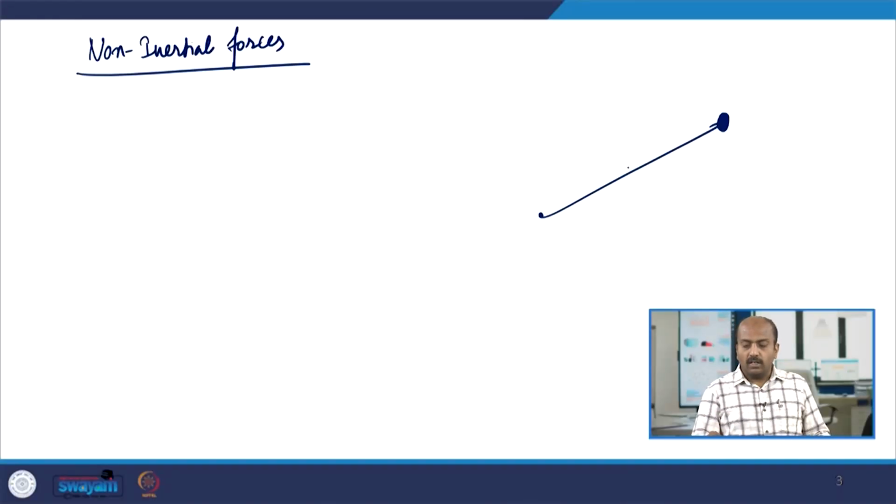A simple thought experiment: consider an object tied to the end of a rope, and you are rotating it like this. There is a force acting on the object. Let us say this is the object, this is where you are holding it, and you are rotating it. Now there is a force which is rotating the object. From your point of reference, you will see that this force is moving the object in a circle. It is imparting a velocity to this object.